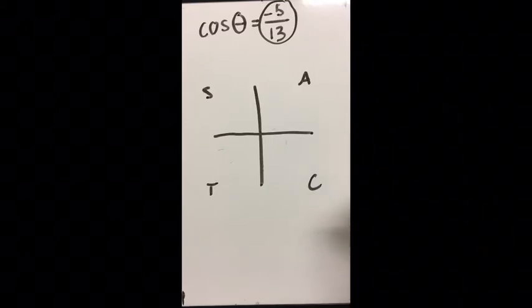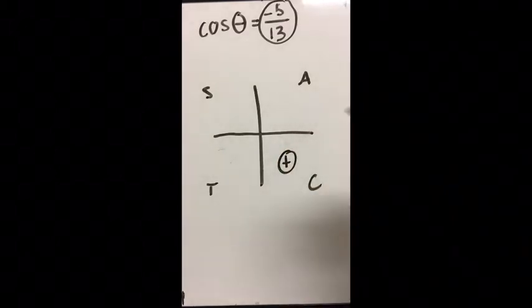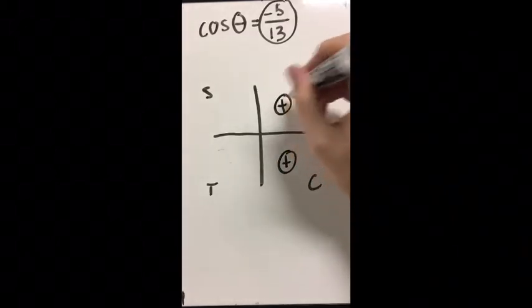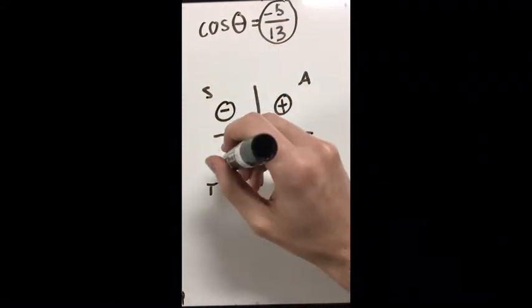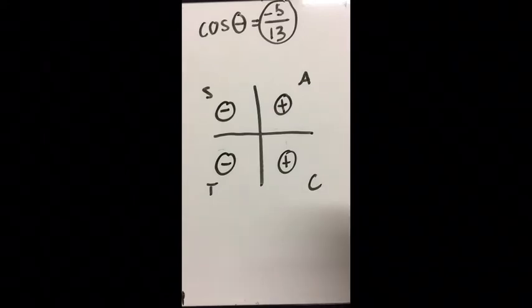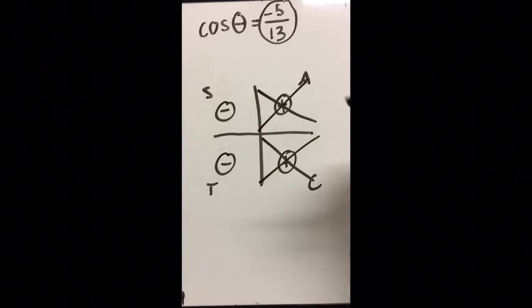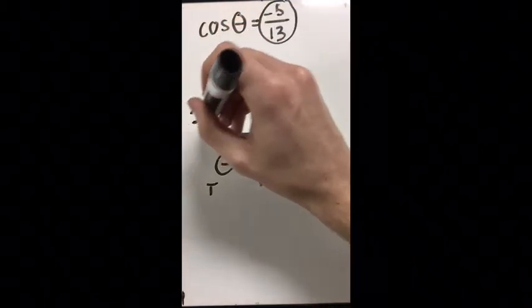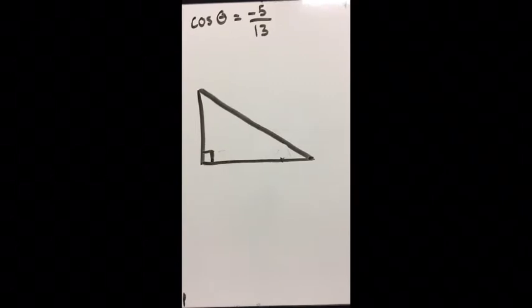If we go to our CAST diagram, we can see that in the C quadrant, cos is going to be positive. In A, all, cosine is going to be positive. In S, sine, cos will be negative. And in T, tan, cos will be negative. So we know that it cannot be anywhere that cos is positive, and therefore must be in quadrant 2 or quadrant 3.